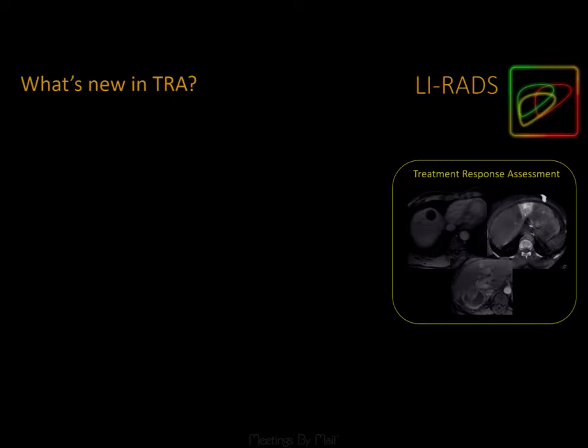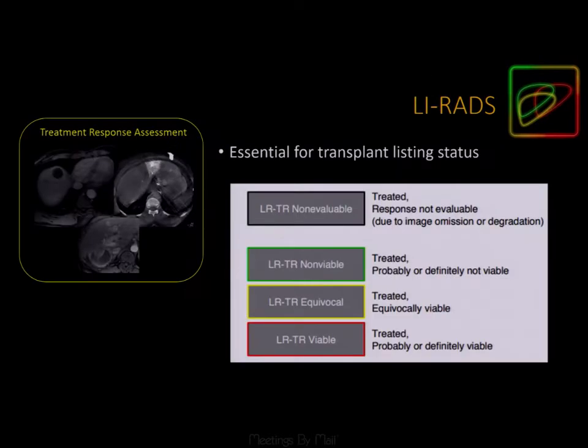So what's new in some of these other contexts? How about the treatment response algorithm? This was released in 2017. This was not updated in 2018. For those of you who have probably seen this out there, and hopefully some of you are using this in practice, we basically have three categories: non-viable, equivocal, and viable.